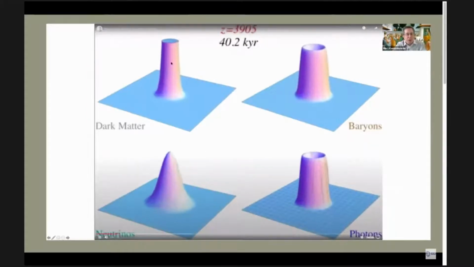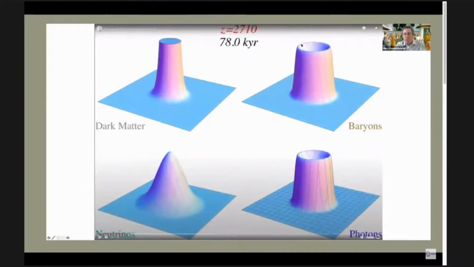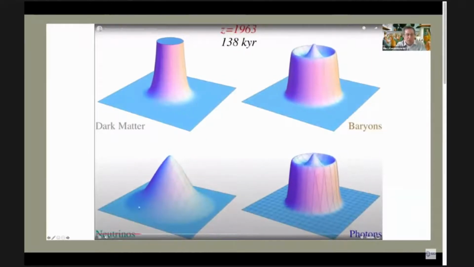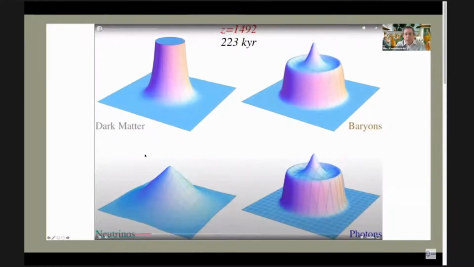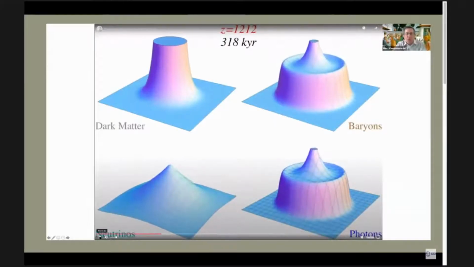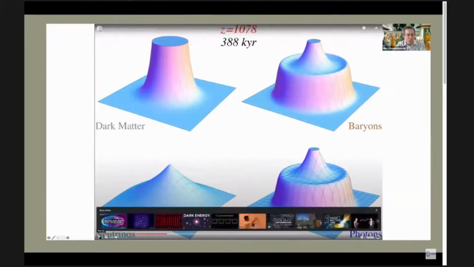So here is the dark matter. It is spreading out slowly. Here is the shock wave in the photons and in the baryons. And I'm going to stop the movie 380,000 years after the Big Bang. That is the time when the CMB got released.